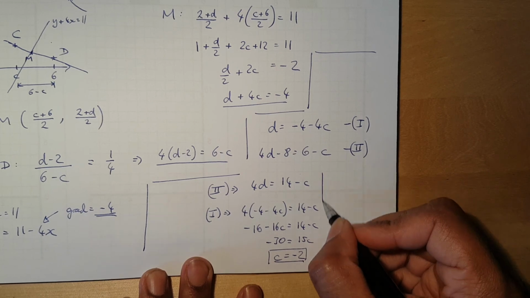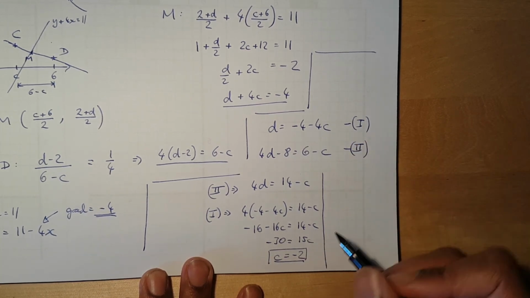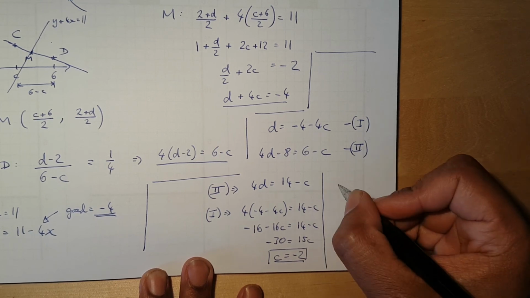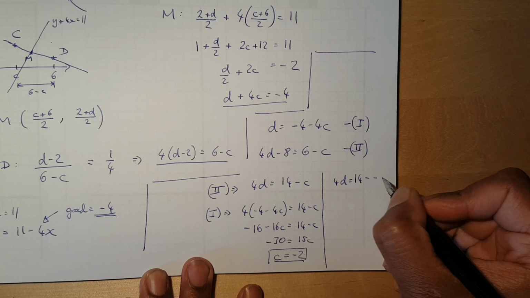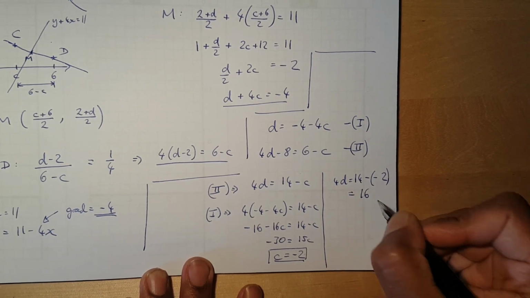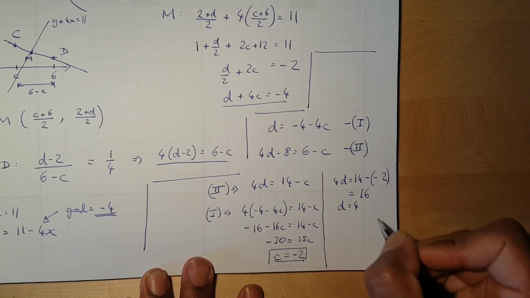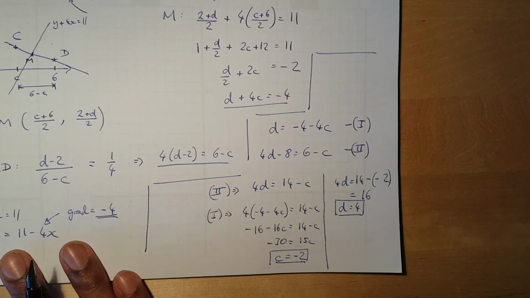And having done that, I can put that value of -2 into, well, any equation really. Let's put it into here. So I then get 4D equals 14 minus -2. 14 minus -2 is 16, so D must be 4. So I now have my values for C as -2 and D as 4. That's pretty involved, and there may be a faster way of doing it, but that's certainly the way I would do it.